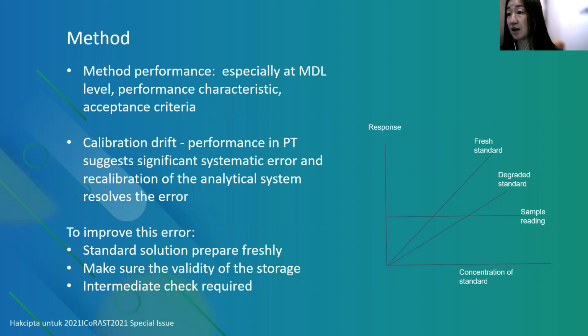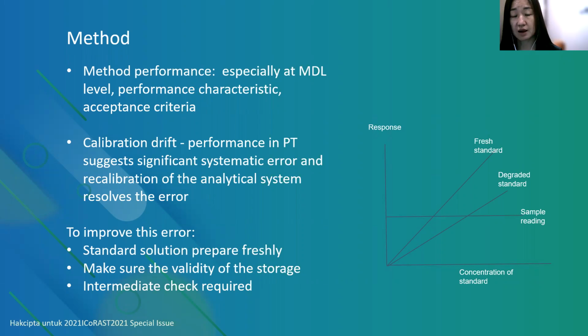For the method-wise, especially at the method detection limit level, performance characteristics, and the acceptance criteria, you need to go into more detail to define the method performance.